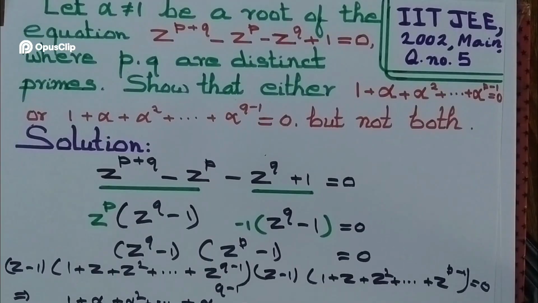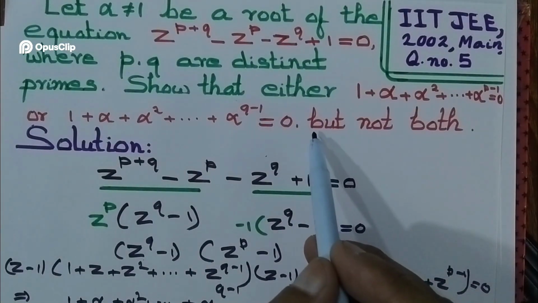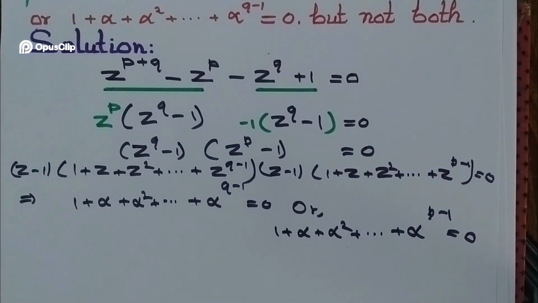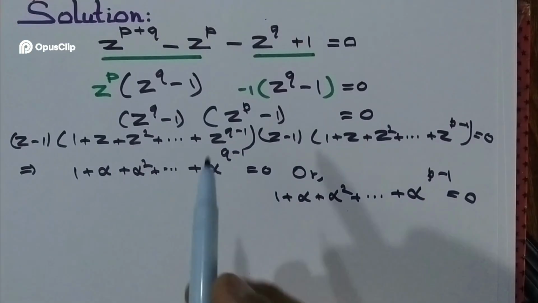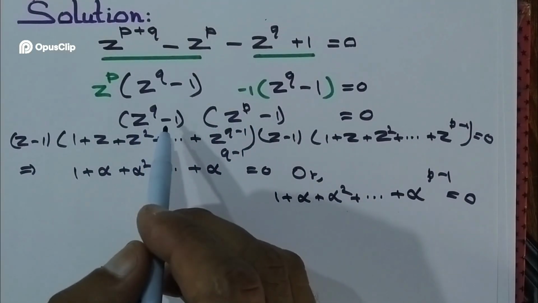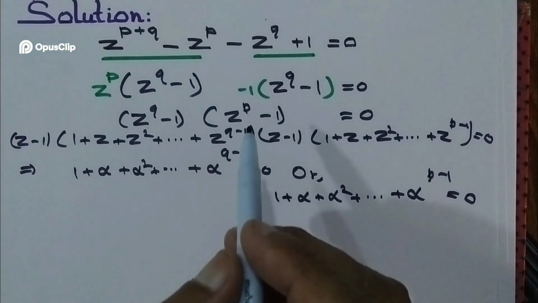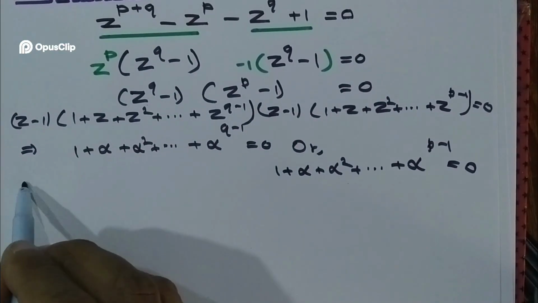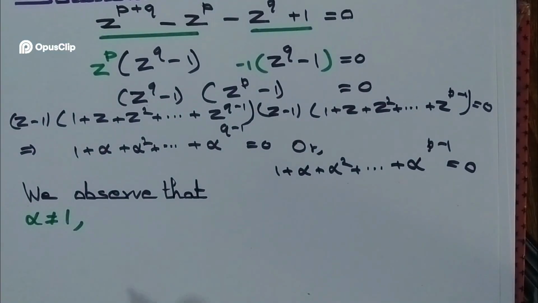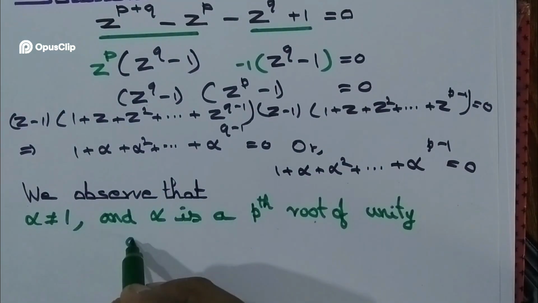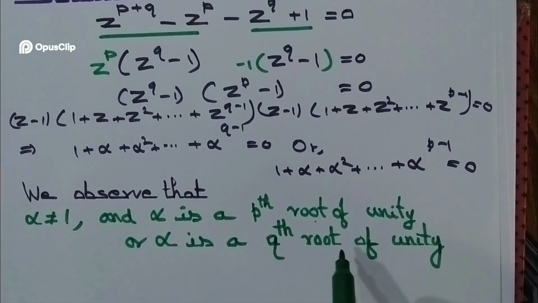Are we done? Not exactly, because the question is asking for but not both. Why should it be that both equations cannot be true at the same time if alpha is not equal to 1? Let's do that. Since alpha is a root of this expression, we can see that alpha is a qth root of unity. Similarly, alpha is also a pth root of unity. We observe that alpha is not equal to 1 and alpha is a pth root of unity, or alpha is a qth root of unity.